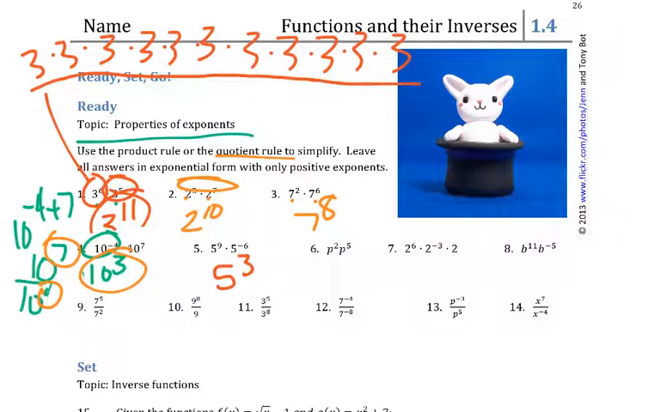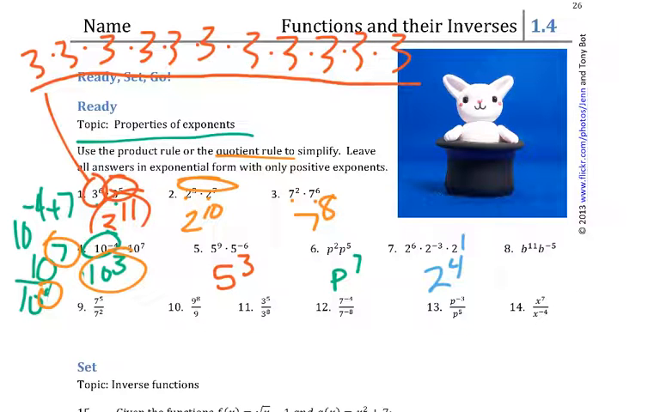For number 6, p squared, p to the 5th would become p to the 7th. Doesn't matter if you have numbers or letters. You'd end up with the same thing. Okay, number 7, 2 to the 6th times 2 to the negative 3rd times 2 to the 1st, because if it doesn't have an exponent, it's 1. 6 plus a negative 3 would be 3, plus 1 would be 2 to the 4th.